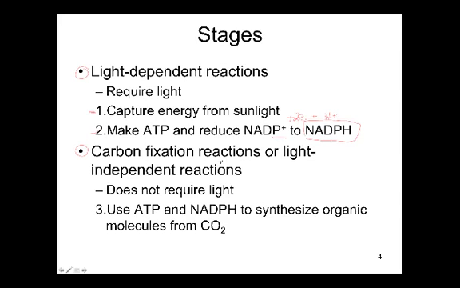In the light-independent reactions, or sometimes called dark reactions, we use the ATP that we generated in the light reactions, as well as the NADPH we generated in light reactions, to synthesize organic molecules from CO2. That is, essentially, we're sticking CO2s together to form glucose, using the energy from sunlight.